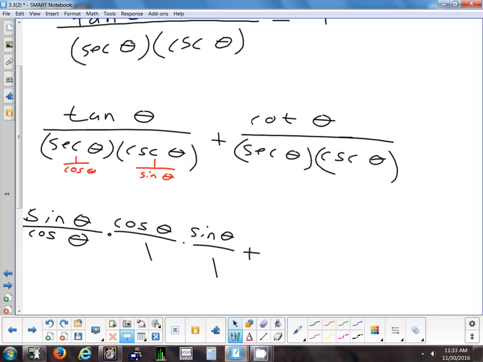Plus, what is cotangent? That's cosine over sine. And I can multiply by the same thing. So instead of dividing cotangent by 1 over cosine, I'm going to flip it and multiply. And again, instead of dividing cotangent by cosecant, I'm going to flip it and multiply.